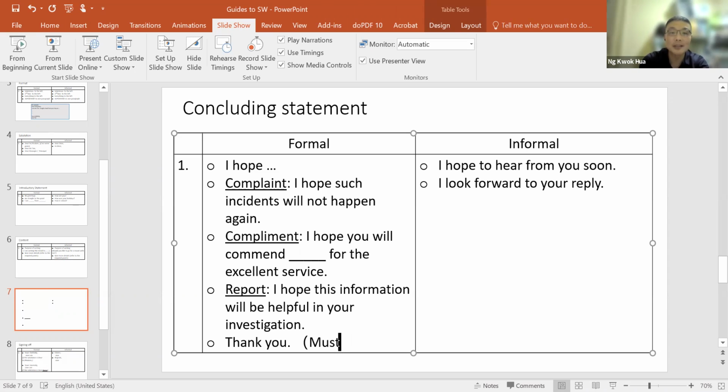It's a must. My keyboard is giving me a lot of issues tonight. Okay, it's a must. Got it? Regardless of whether it's a complaint, it's a compliment, or report, please end up with a thank you.